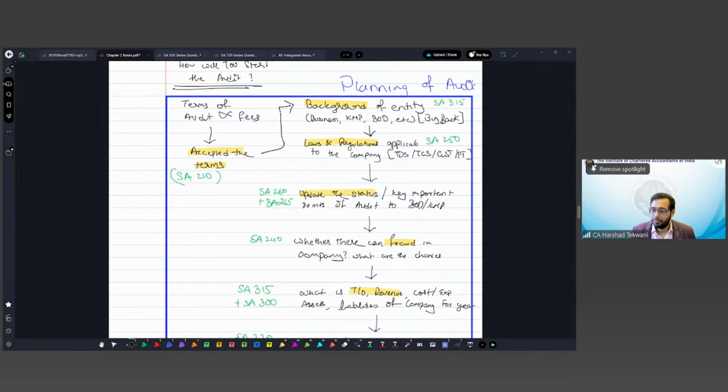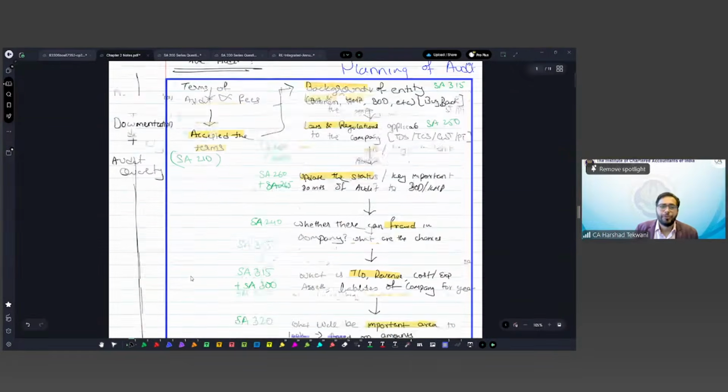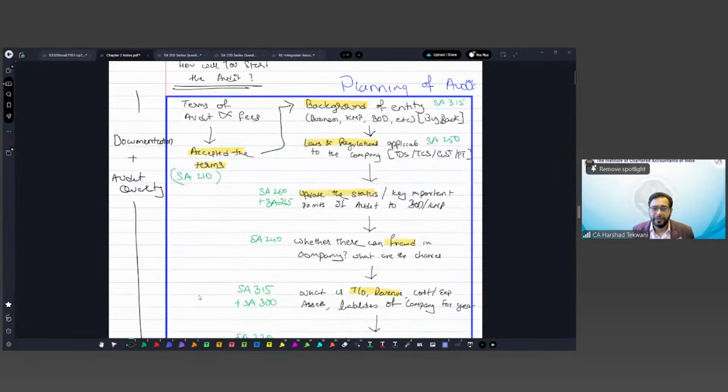Yes, from start to end, every time you have to think of the documentation. Everywhere you have to think of the documentation. So documentation plus audit quality are two important parts that will be there everywhere, in all these steps, irrespective of what step of the audit you are in. Okay.